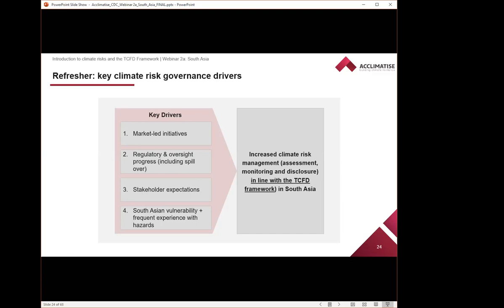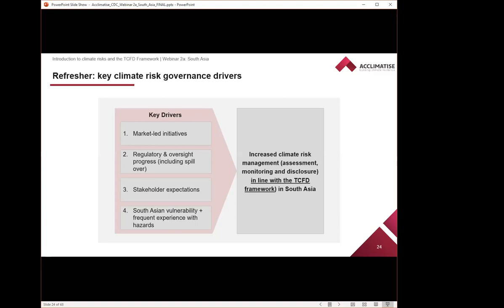In terms of market-led initiatives, you do have the TCFD framework, and this is seen as market-led because it was developed by FIs and corporates, and for other FIs and corporates. There are also regulatory and oversight processes. There can be progress in terms of formal mandates from financial regulators and central banks on climate risk analysis. There could also be a spillover in terms of international regulation spilling over. Of course, stakeholder expectations, and this can include changing requirements and demands from clients, investors, but also other development banks that lend and invest to banks in the region.